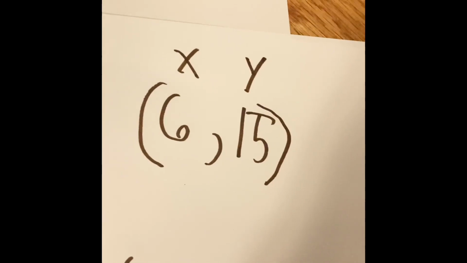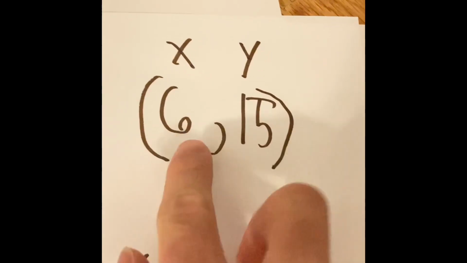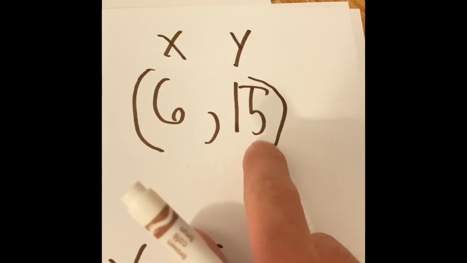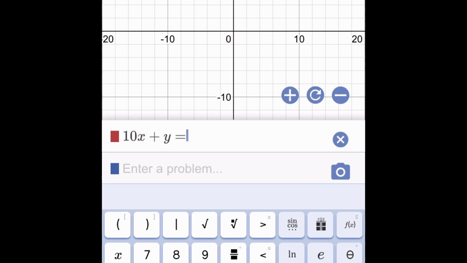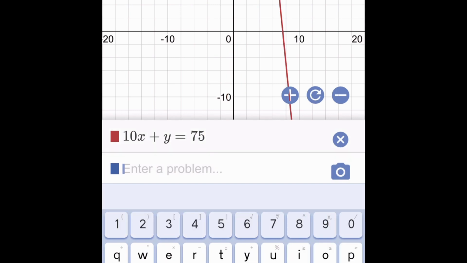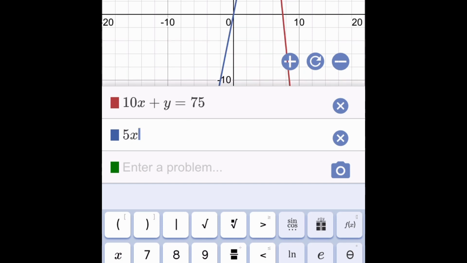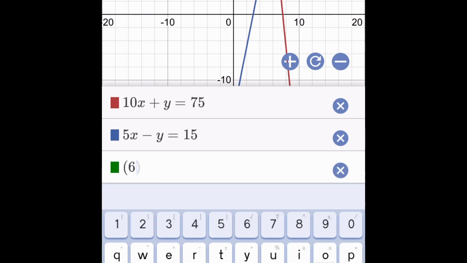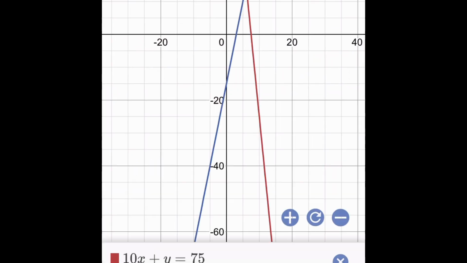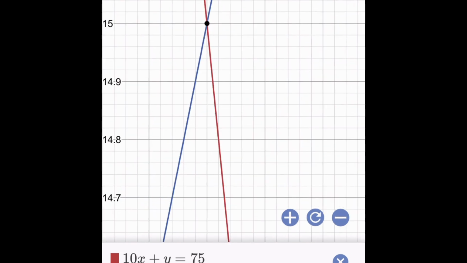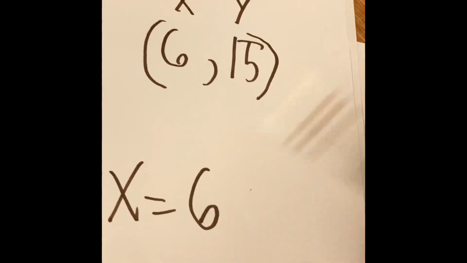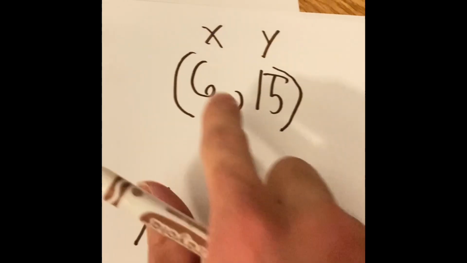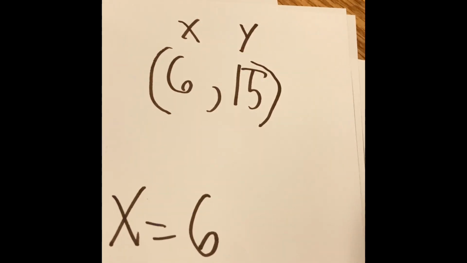Math teachers in high school will like it if you put your answer as a point because it indicates on a graph where those 2 points land. So yes, it worked. The two lines or equations intersected at 6, 15. This is another way of doing it.